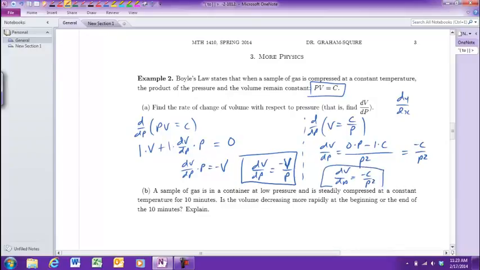And you may look at those two and say, but wait, those are two different answers. And what's going on here is that this answer has both the variable V and the variable P. V is equal to C over P, so if I take C over P and I plug it in here for V, I end up with this expression right here. And now we'll go on to B.